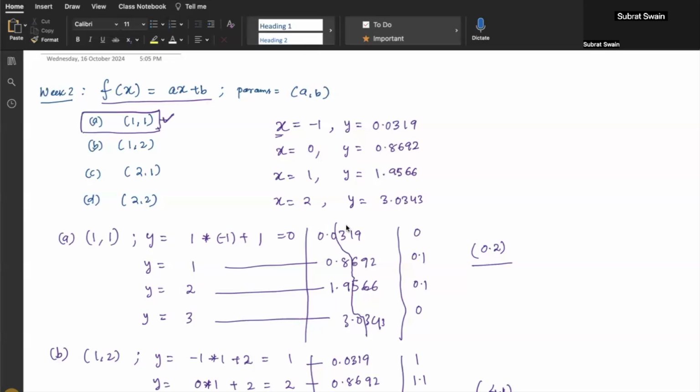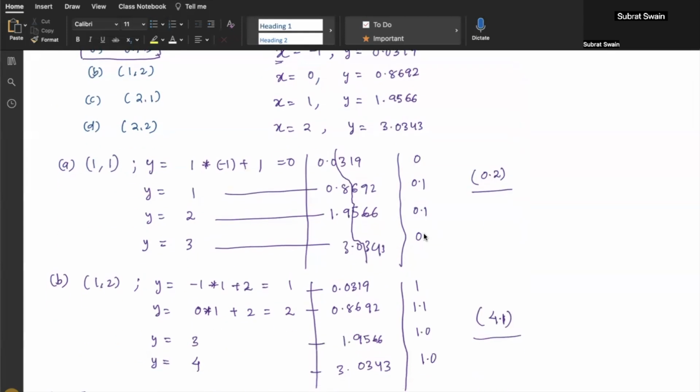For simplicity, let's just take all the values up to 1 decimal place and calculate the difference. The differences come out to be 0, 0.1, 0.1, and we sum them, and the sum of all these values comes out to be 0.2. So we can note this 0.2 value.